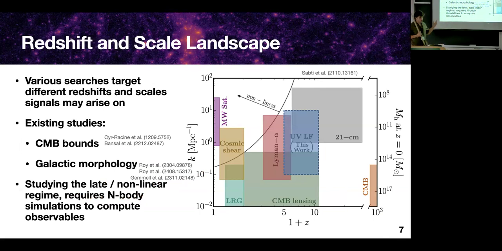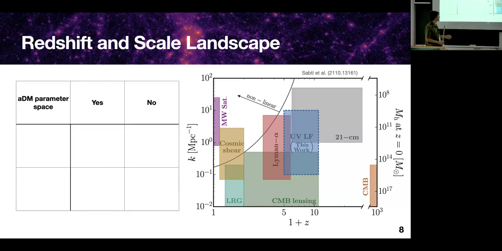I just want to point out that there are existing studies looking at, say, CMB bounds or galactic morphology of ADM, and as you move into more recent redshifts, you're entering the nonlinear regime. Of course, this requires n-body simulations and motivates incorporating these alternative dark matter models into hydrodynamical and n-body simulations.